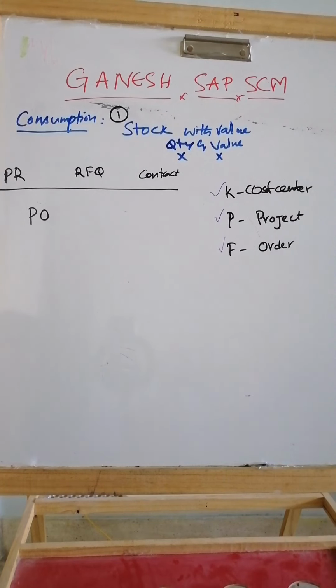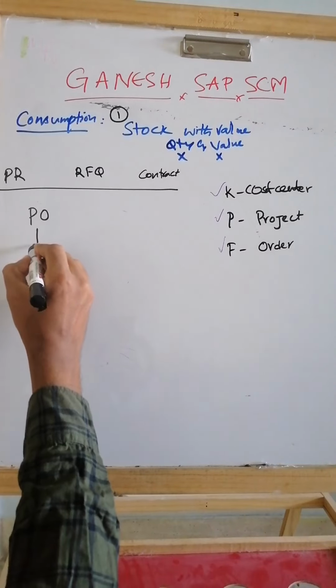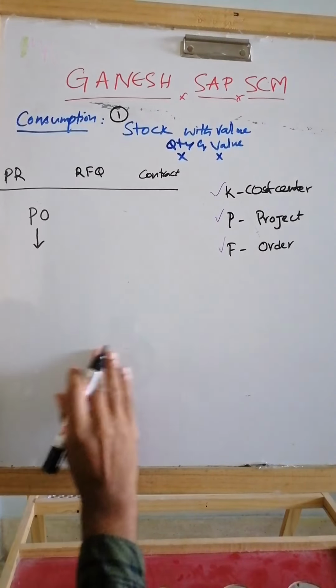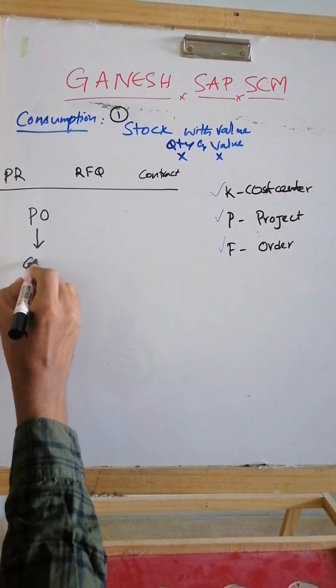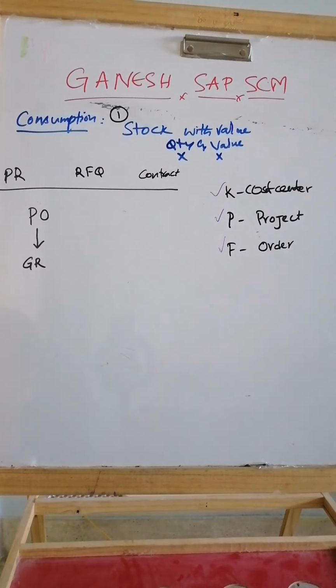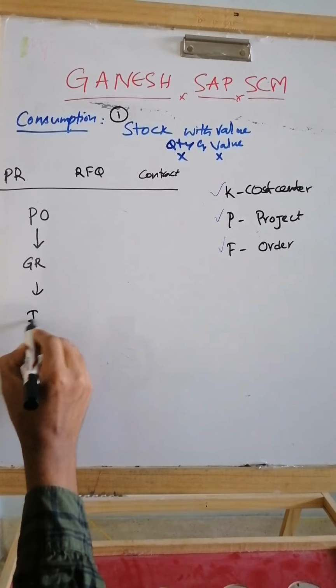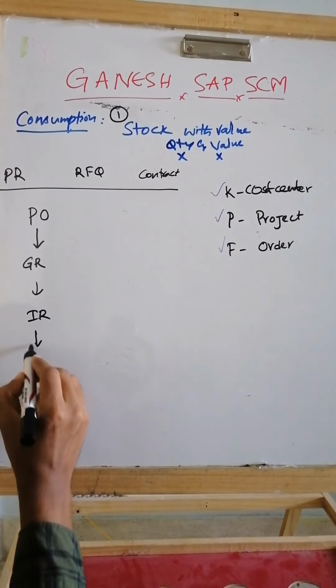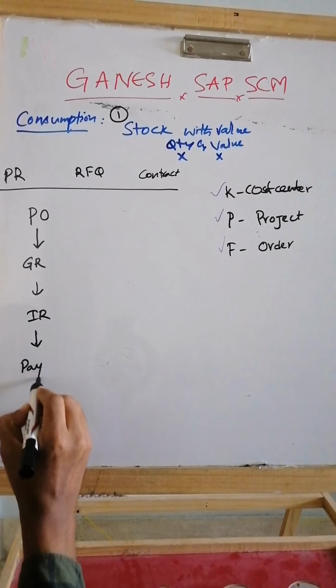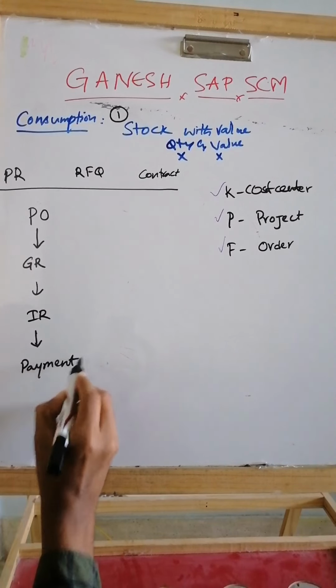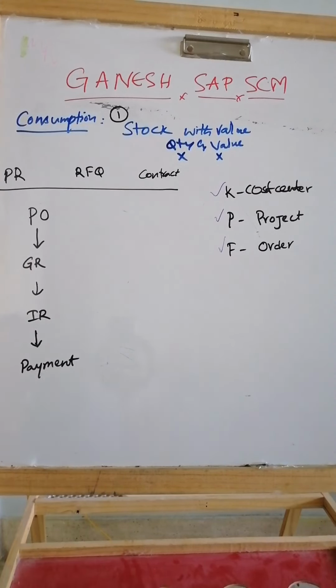So for these kinds of processes, what are the steps? First, purchase order with account assignment category, then goods receipt, then invoice receipt, after that payment. So PO, GR, IR and payment. Purchase order is mandatory.